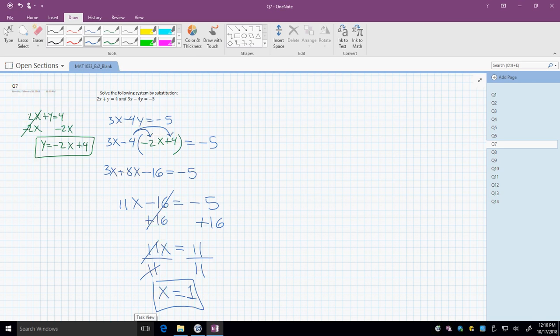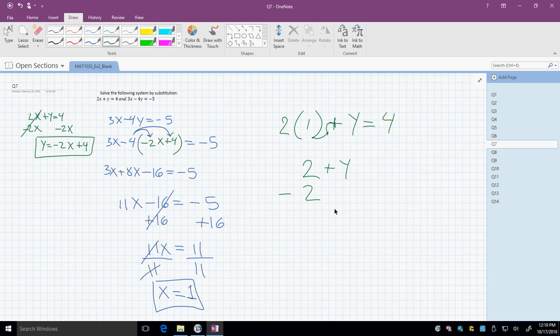Now, you take 1 and you can plug it in whichever equation you want, and it will give you your y. Which equation do you want to use, the first one or the second one? Yeah, the first one, 100%. So we're going to write 2 open parentheses, 1 close, equals 4. So 2 times 1 is going to be 2 plus y equals 4.